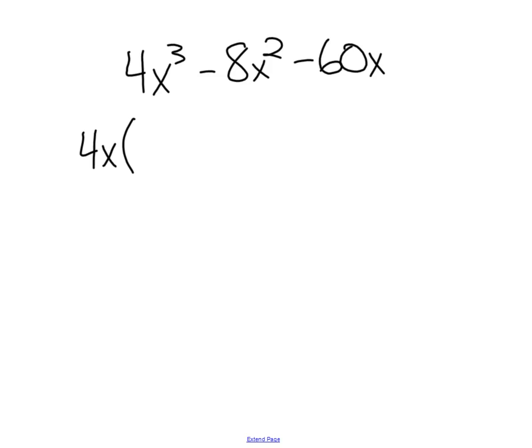So 4x cubed minus 8x squared minus 60x. So we look, what can we factor out of all these? 4 and an x. Which leaves what behind? x squared, 4. Minus 8 divided by 4 is 2. And 2x. And then 60 divided by 4?